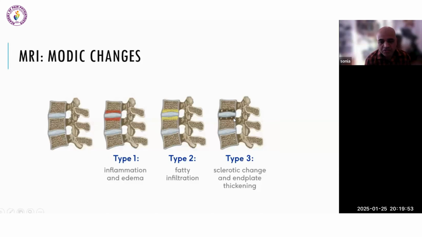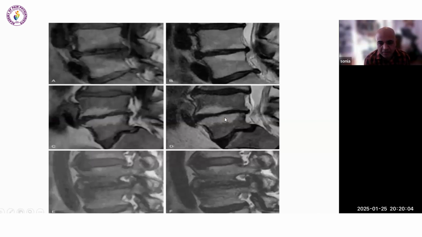And the type 3 changes, which is a chronic stage, this is the stage where everything is replaced by fibrous tissue or sclerosis. You can see the green lines. And next slide, please. This usually looks on MRI black on T1-weighted images and black on T2-weighted images. So this is a very important way to diagnose using MRI studies.